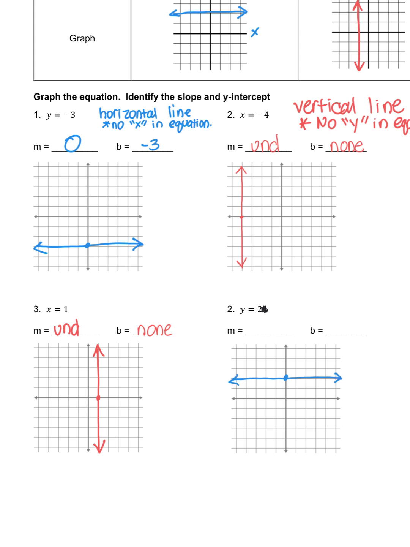So what is our slope of this horizontal line? Is it 0 or undefined? It is 0, because remember, a flat line always has a slope of 0. It's how steep it is, so it'd be 0. And then our y-intercept, what would the y-intercept for this be? It would be 2 because it does intercept the y-axis.